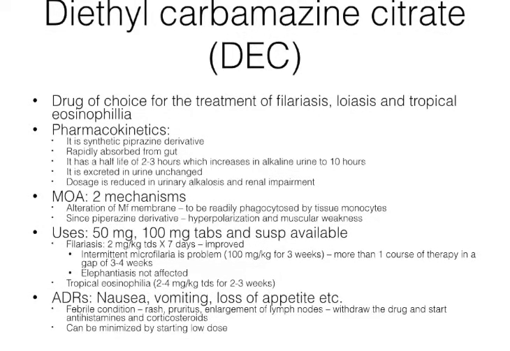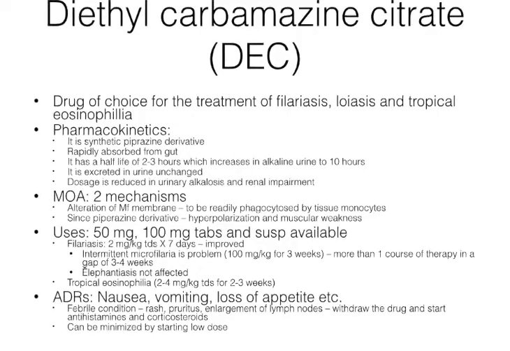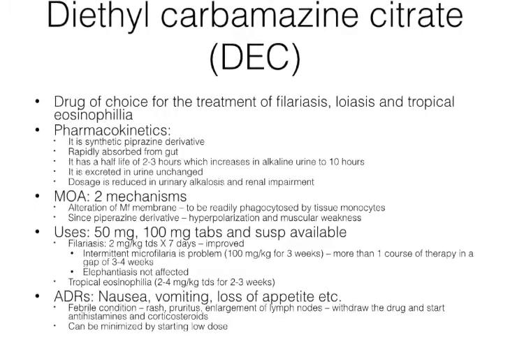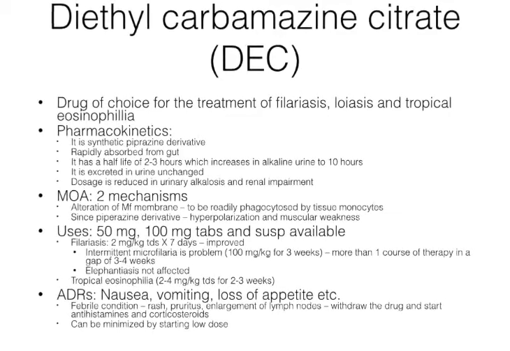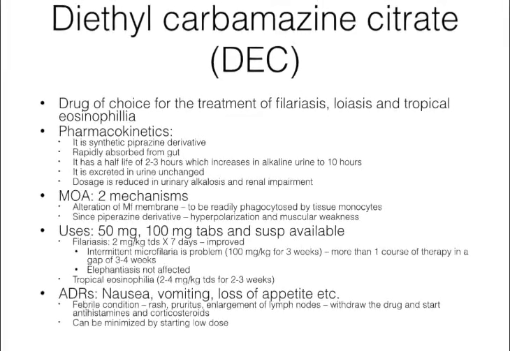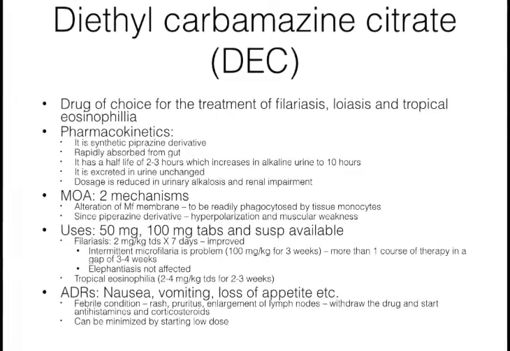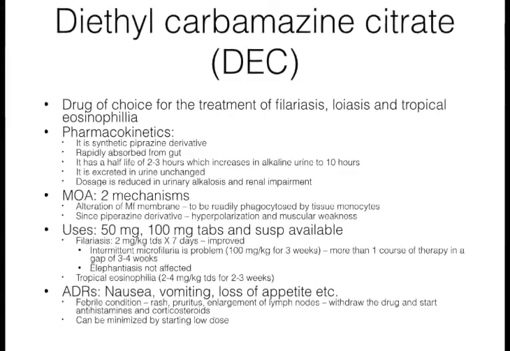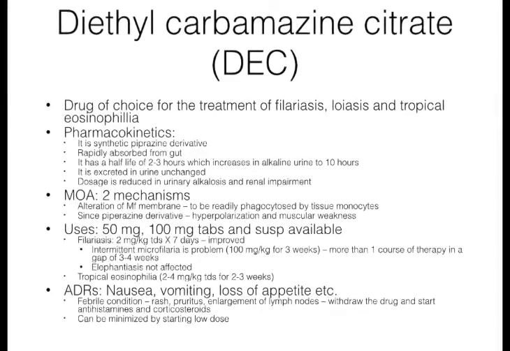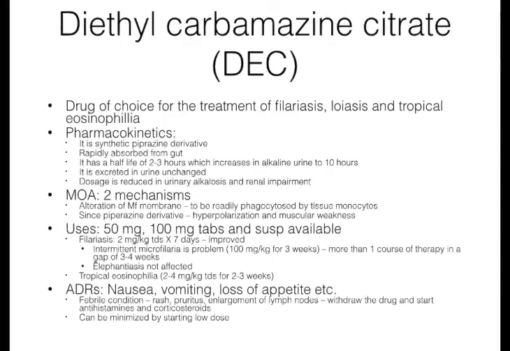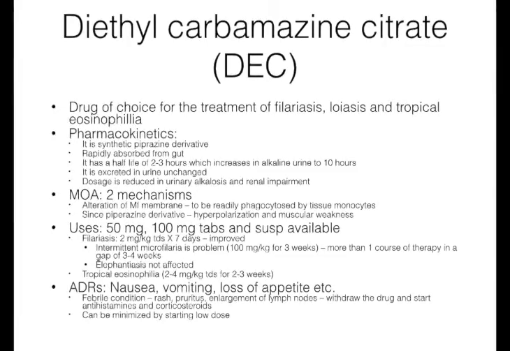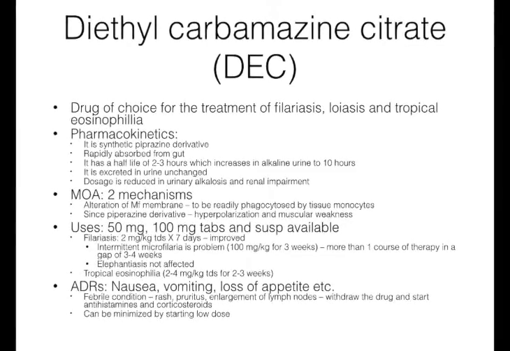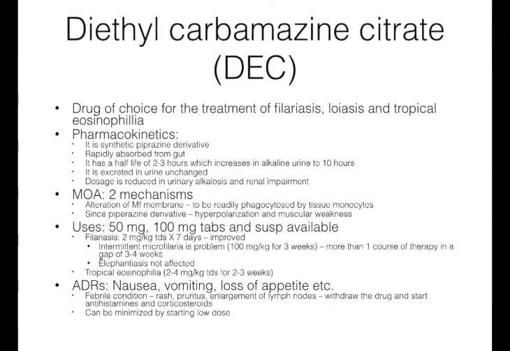The next antihelminthic drug will be diethylcarbamazine citrate. This is a drug of choice in the treatment of filariasis and tropical eosinophilia. It has been replaced by ivermectin for the treatment of onchocerciasis. The drug rapidly equilibrates with all tissues except fat. It is excreted principally in the urine as unchanged drug and the N-oxide metabolite. Dosage should be reduced in patients with renal failure.